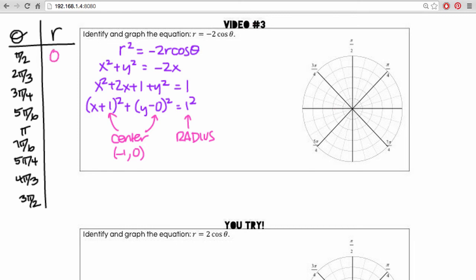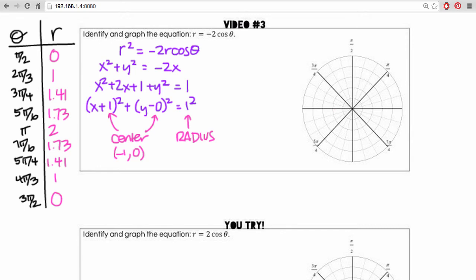When you substitute in 2 pi on 3, you get r equals 1. 3 pi on 4 yields approximately 1.41. Then when you substitute 5 pi on 6, you get approximately 1.73. And when using pi, you get 2. Then for 7 pi on 6, you get approximately 1.73. For 5 pi on 4, you get 1.41-ish, and then for 4 pi on 3, you get 1, and to round out 3 pi on 2, you get a value of 0.